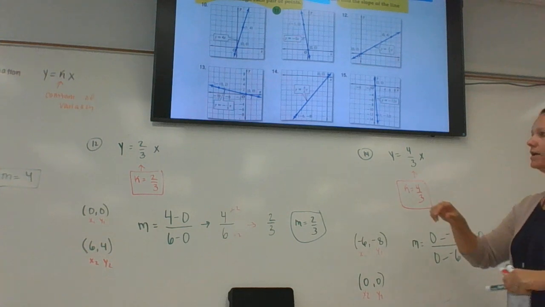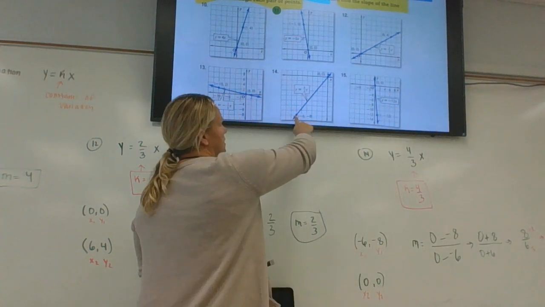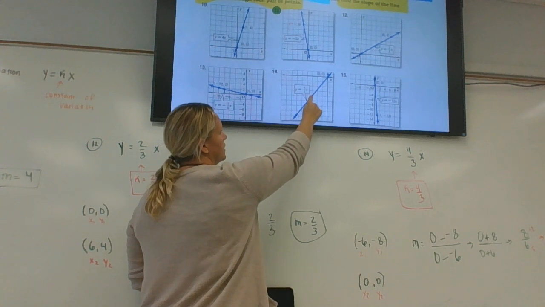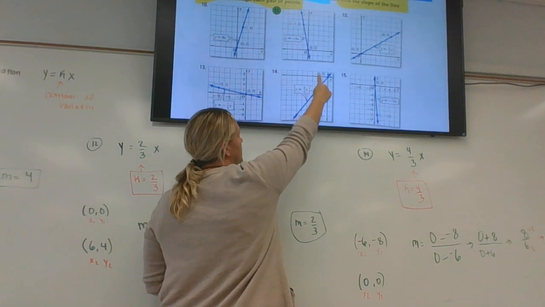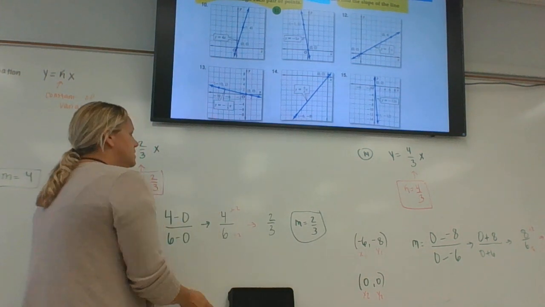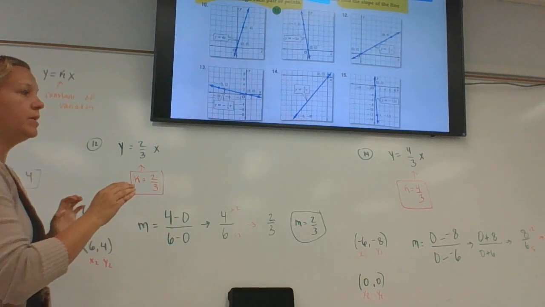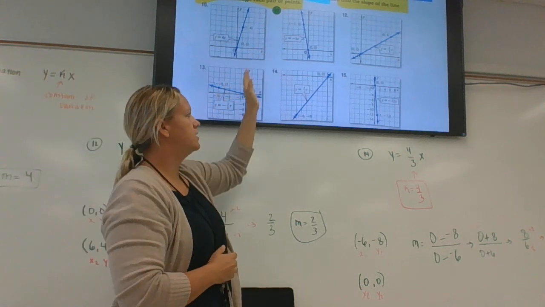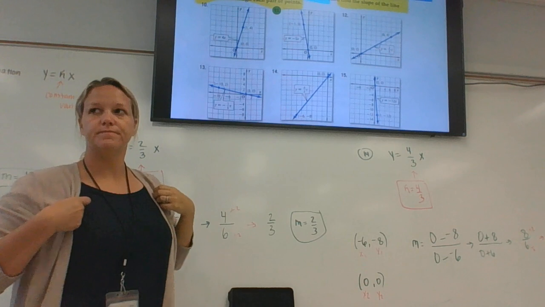And now I can count rise over run. 1, 2, 3, 4. 1, 2, 3, point. So this is actually exactly what we did bell work Friday, and I'm hoping this is what you did yesterday on 11, 13, and 15.